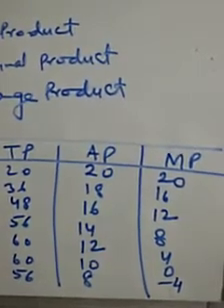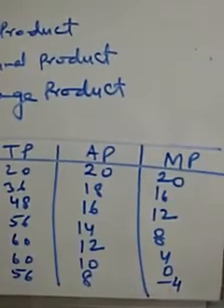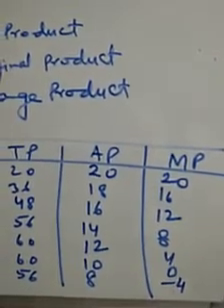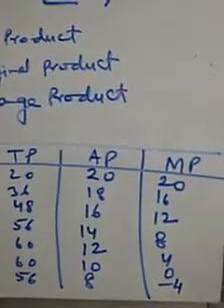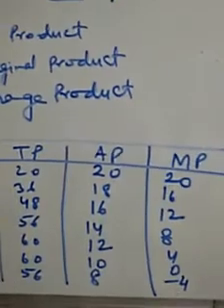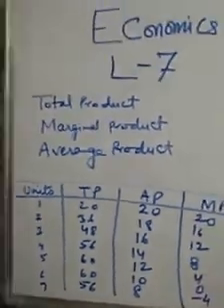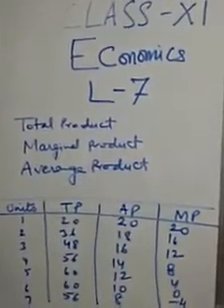If you are given TP, you can easily find AP and MP. Suppose you are given only AP and you have to find TP and MP, you can easily find TP and MP from it. And lastly, if MP is given, you can easily find TP and AP. So these are the basic three terms which we use in this chapter.